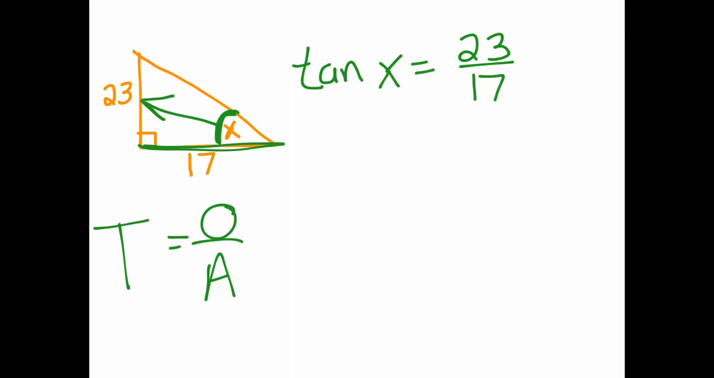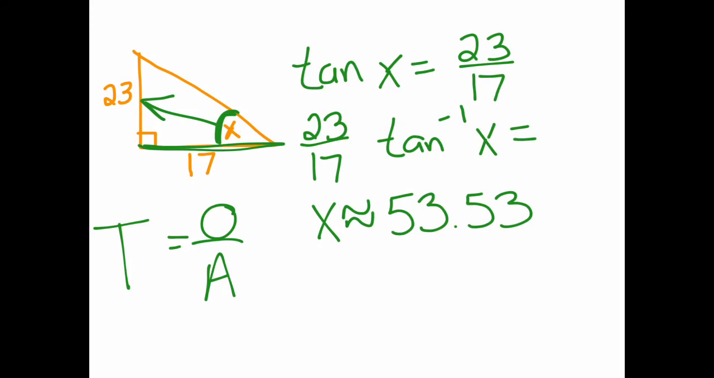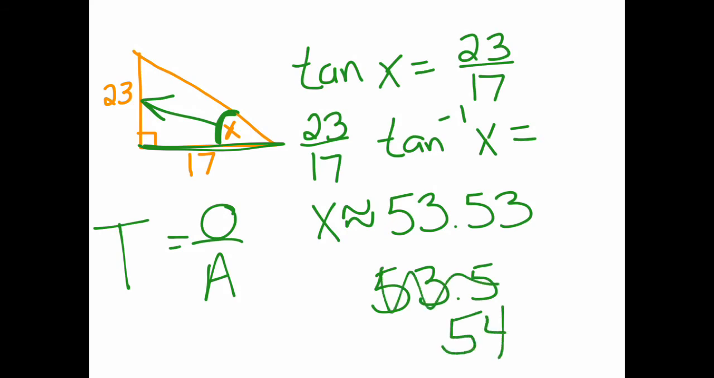So the tangent of angle x would equal 23 over 17. And when we solve, what we get is that the angle is approximately 53.53. So our answer would be 53.5. Except they ask us for the nearest degree, which would actually make this 54.